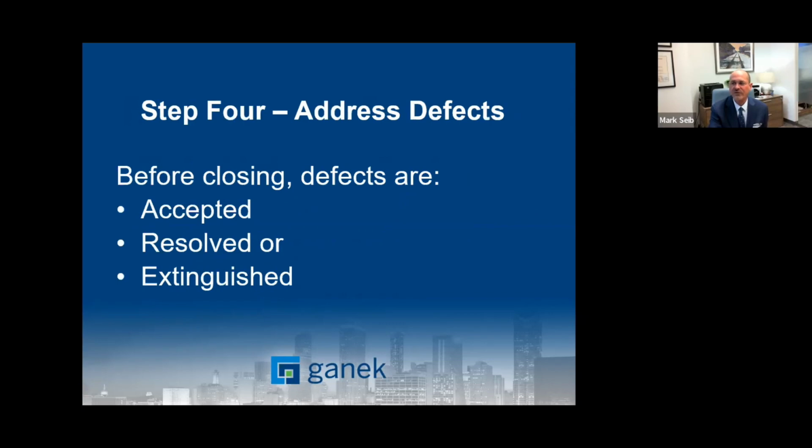So step 4, which we talked about in great detail, is addressing the defects. So we either resolve or extinguish the defects, or certain defects might ultimately be acceptable to our buyer and to our lender. Buyers usually have a little bit more freedom. Lenders have underwriting guidelines that they have to follow. I think I'm going to stop there since we've only got a minute left.